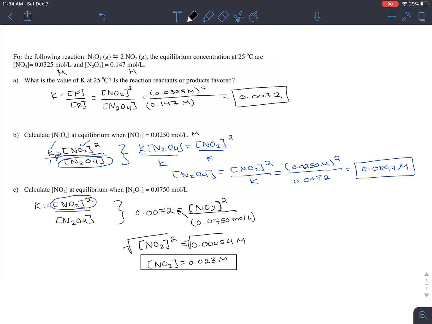So it's always just good to know what is K. K is products over reactants in whichever direction you're looking for. Your coefficient is always going to be your exponent. K does not include solids and liquids, only gases and aqueous. And once you have that information, you can solve for K, you can solve for the concentration of the reactants or the products or whatever.